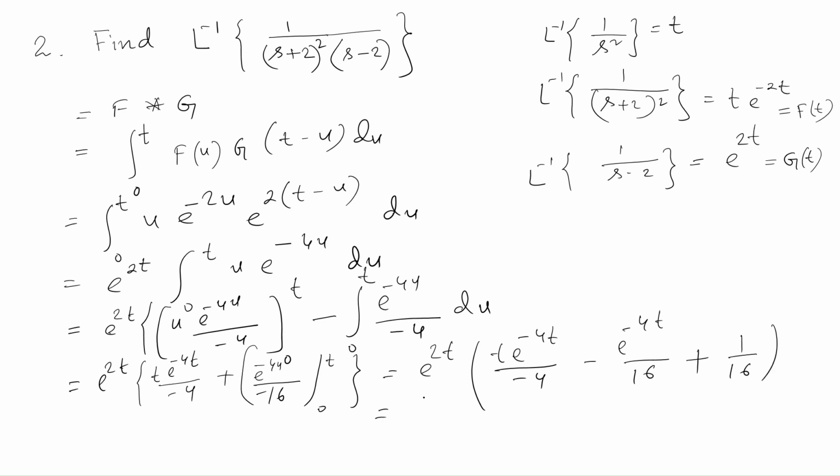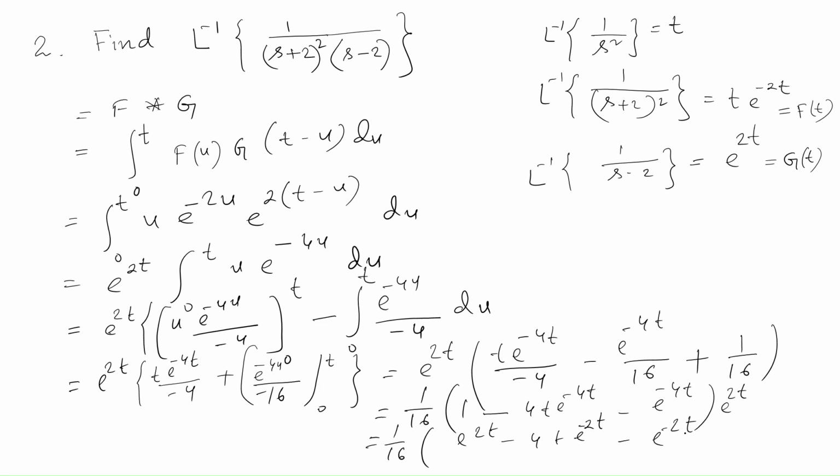So if we take 1 by 16 common, then we'll have 1 minus 4t e power minus 4t minus e power twice t. We can write it this way also: 1 by 16 e power twice t minus 4t e power twice t, that is minus e power minus twice t. So this is the answer.